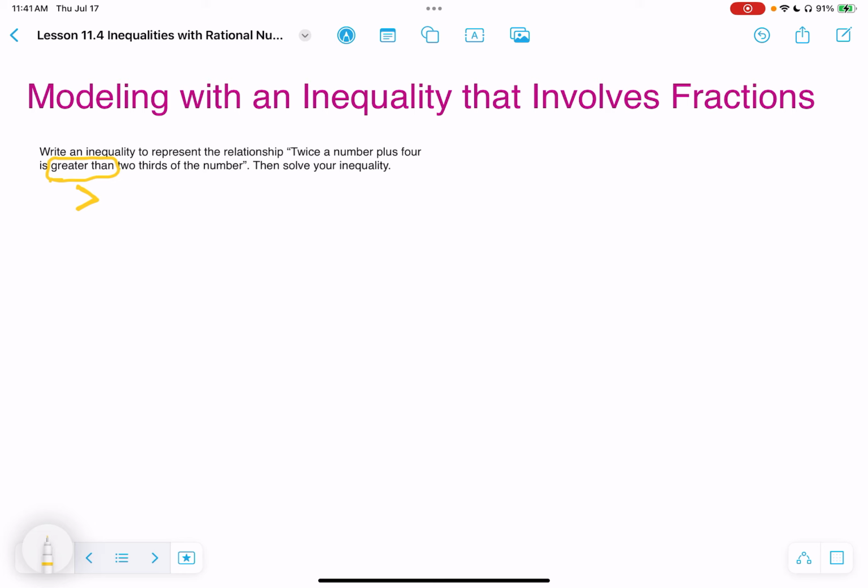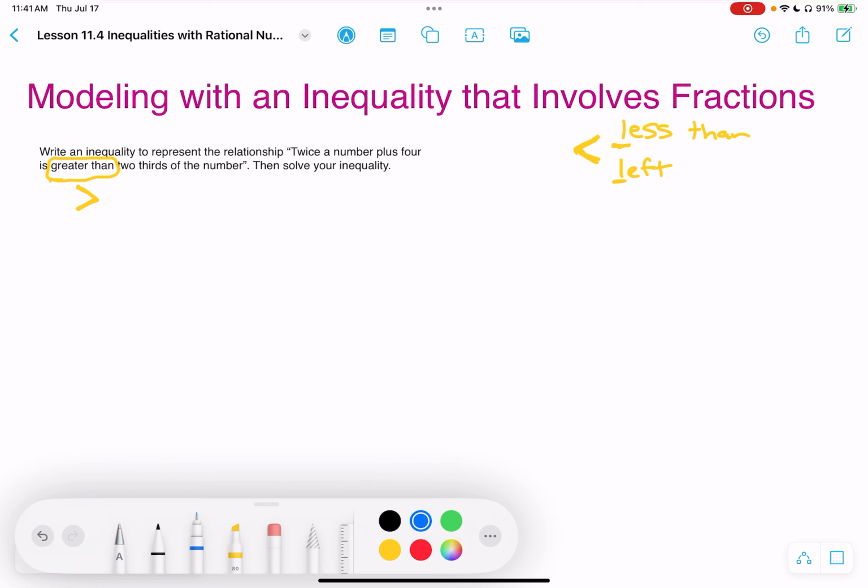Or if you really need something cutesy, you can think of less than as like an arrow. Less than points to the left, if you think of it like an arrow. If you really need something cutesy, but I don't think you need something cutesy. I think you just remember greater than opens to the right. I do think it's important to learn that. But twice a number plus 4 is greater than 2/3 of the number, I just think that's a weird way to talk, but whenever people were inventing math questions, I was not consulted.